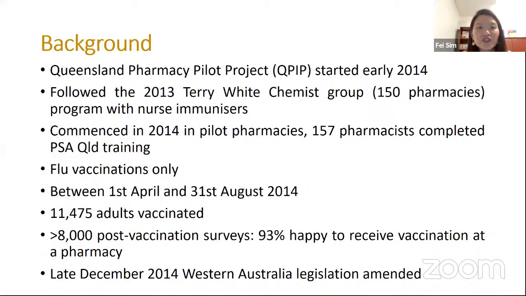So this slide here is just to give you some background information about how it all started. It started with a trial or a pilot study in Queensland, which is another part of Australia, in 2014, to train up some pharmacists to give vaccination. And you can see that the trial included flu vaccinations only. And in only 1 year, in that trial, pharmacists provided vaccinations to 11,000 adults. And that was a lot. And more than 8,000 of these people actually completed the survey. And 93% of them were very happy to receive vaccination from a pharmacy.